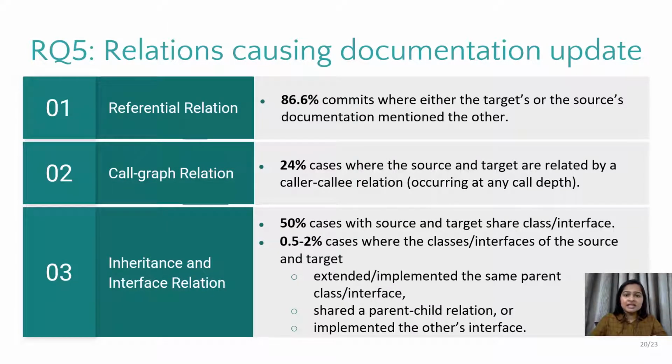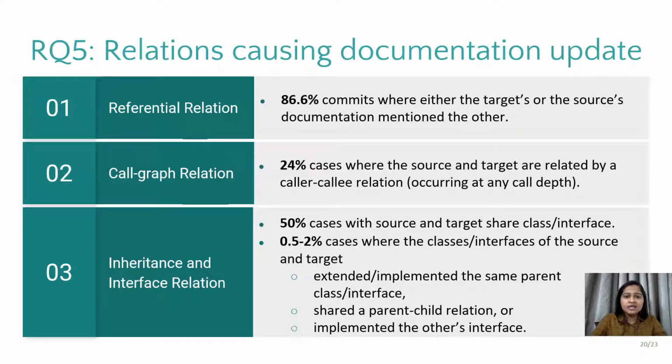We also studied the inheritance and interface relations between the source and target's class. In 50% of cases, the source and target belong to the same class or interface. But we observed cases ranging from 0.5 to 2% where the two extended from the same parent, or implemented the same interface, or shared a parent-child relation, or implemented the other's interface.